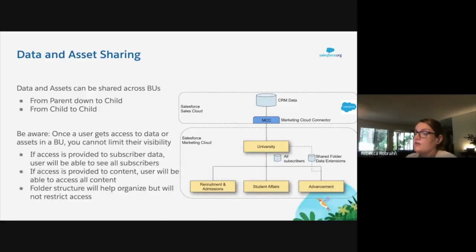So this is where a folder structure is really important because it will help organize the data and the assets, but it's important to keep in mind that it doesn't necessarily restrict access to these various parts. So if you have a few different teams sharing a business unit, they'll potentially be able to see each other's data. And that's certainly when it comes to developing a hierarchy, it's very important to take into consideration and understand.